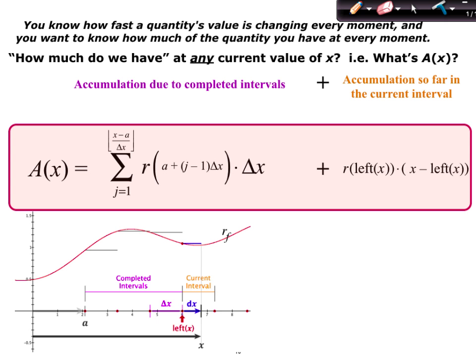But again, this is the one line accumulation function. But again, this just goes back to that last homework problem that we did. You're just summing up dy's for the completed intervals, and then plus a little bit more for the current interval. So it's just like the last homework problem.